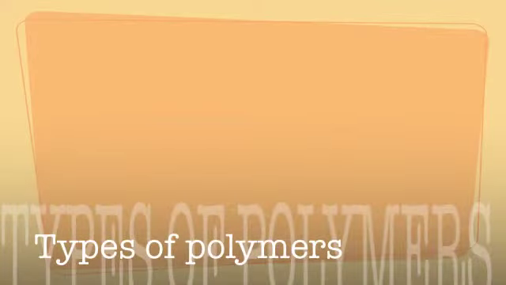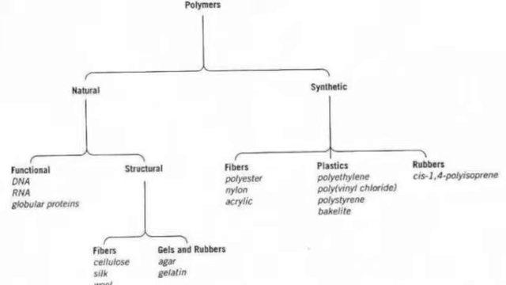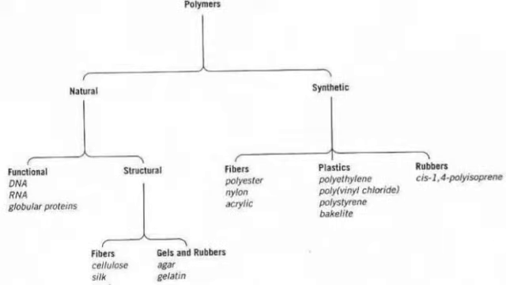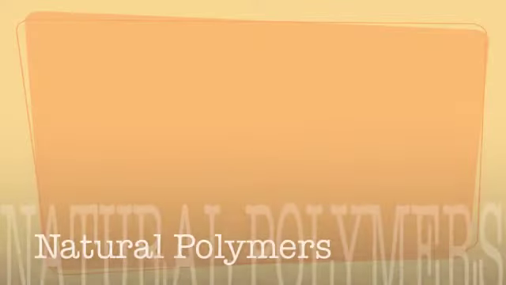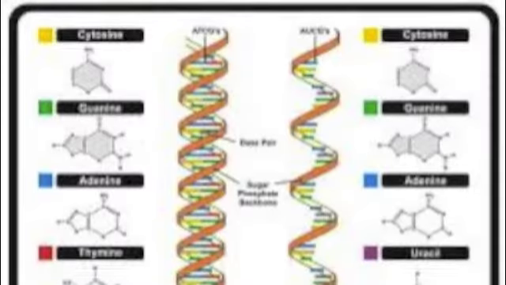There are commonly two known types of polymers, natural and synthetic. Here we can see the differences and different examples between natural and synthetic polymers. Let's start talking about natural polymers.